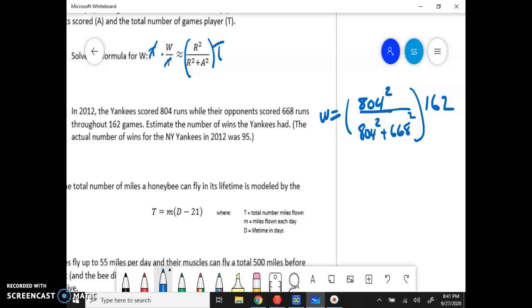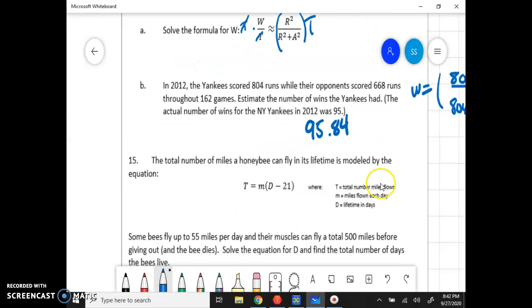So why don't you go ahead and pause the video and solve this out, see what you get. You could probably type this whole thing into your calculator. Otherwise, you can solve the top, solve the bottom, divide it, then multiply by 162. See what you get. All right, I just typed it into my calculator and I got 95.84. So it looks like this prediction model is pretty accurate.